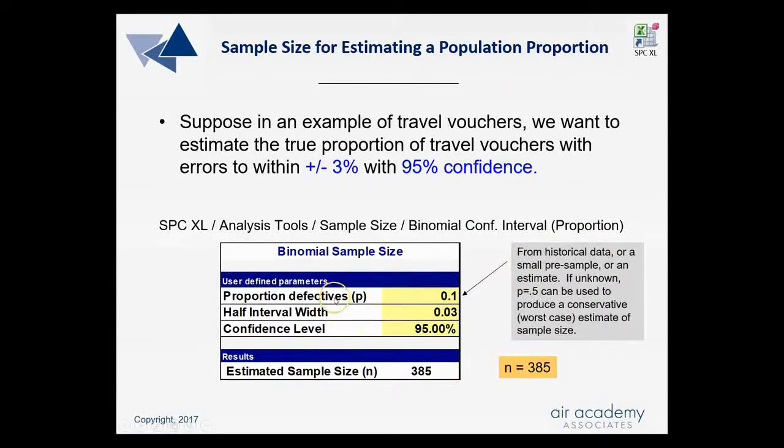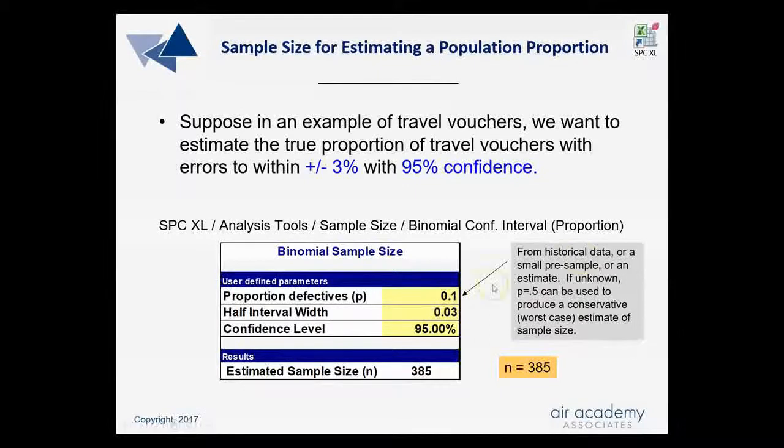We still have the same interval width. The only point here is if we want a 3% margin of error, that is specified as 0.03, because we're looking at proportions here. 3% is 0.03. The confidence level is still given in terms of percent, and then we have to specify the proportion of defectives, or in this case the proportion of vouchers having errors. And we can get this from historical data or a pre-sample.